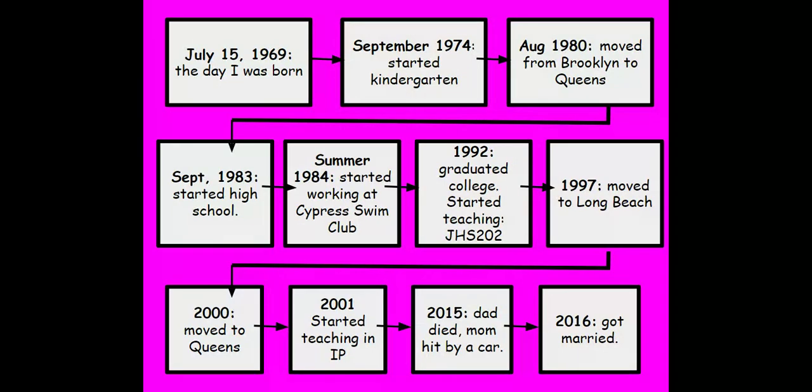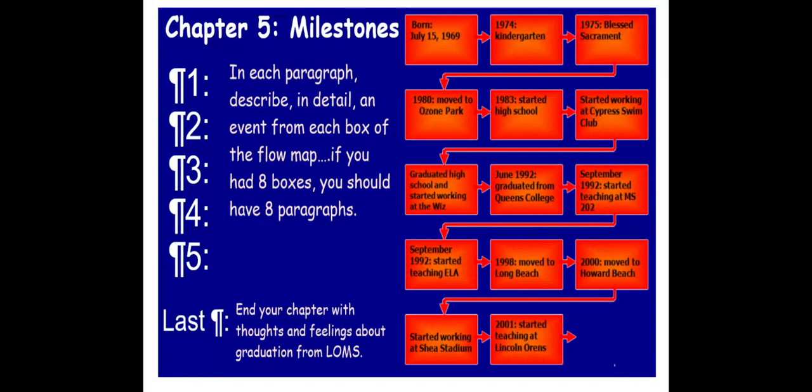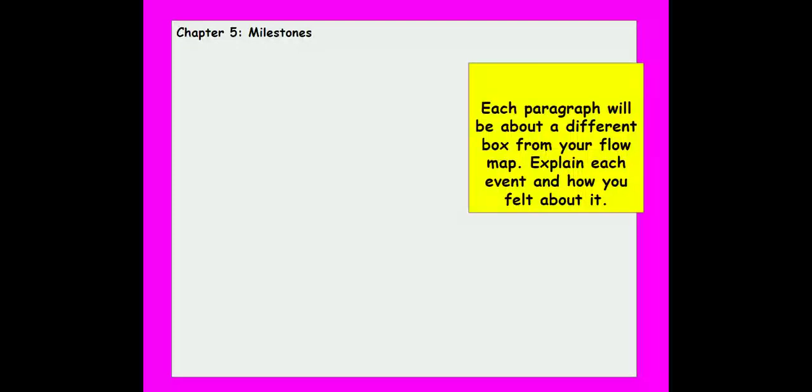Once you are done, you will have time to draft. For your milestones chapter, in each paragraph you're going to describe in detail an event from each box of your flow map. If you had 8 boxes, you should have 8 paragraphs. So in your writer's notebook, you now have several slides that look like this to draft your writing. Let's start with when you were born.